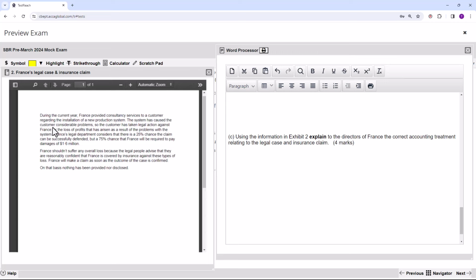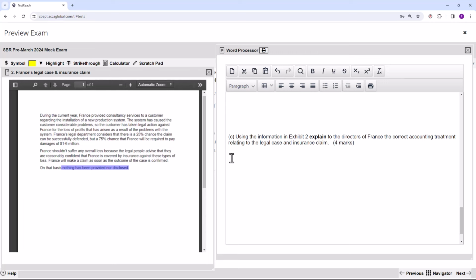What we've done, the customers had problems. So the customer is suing us. They've taken out legal action. With only a 25% chance that we can win, there's a high chance, 75% chance, we will be required to pay damages of 1.6. Now, the argument is, overall, there's no loss because we're covered by insurance. And on that basis, nothing has been provided or disclosed.